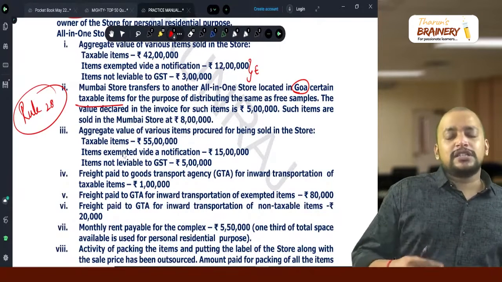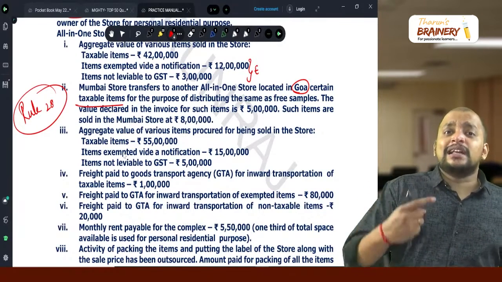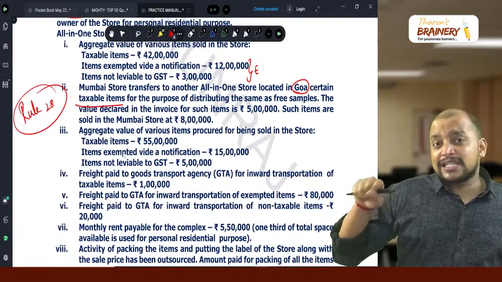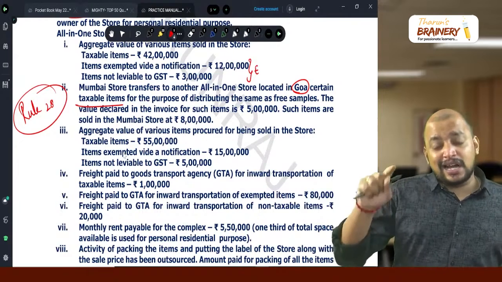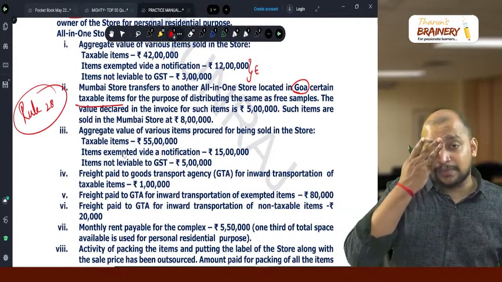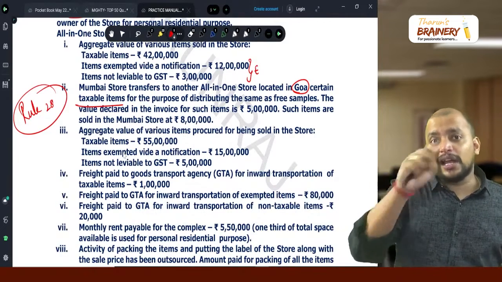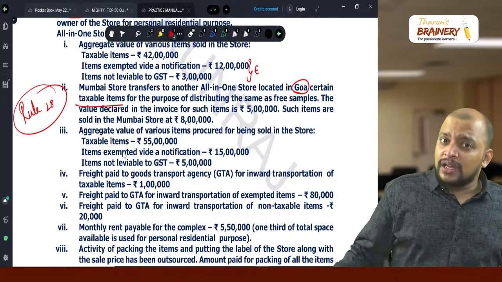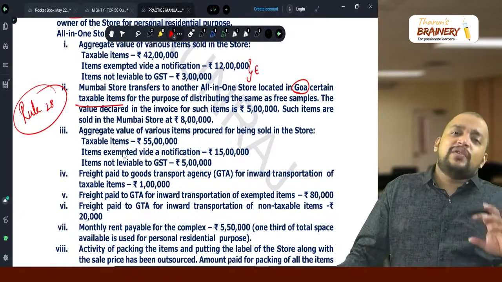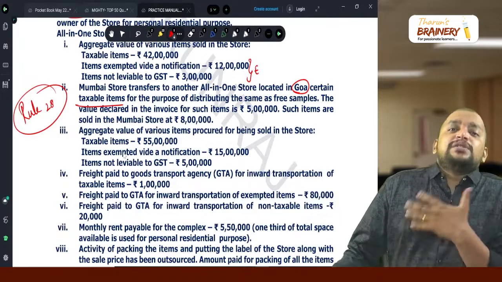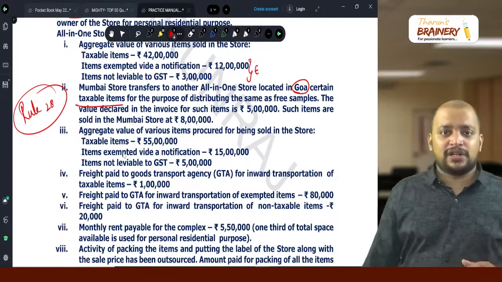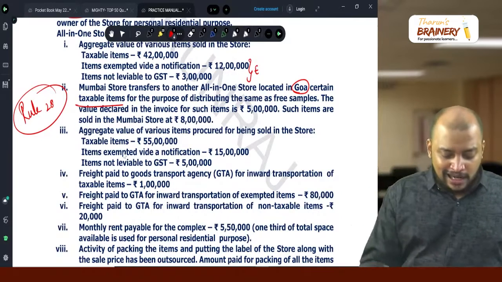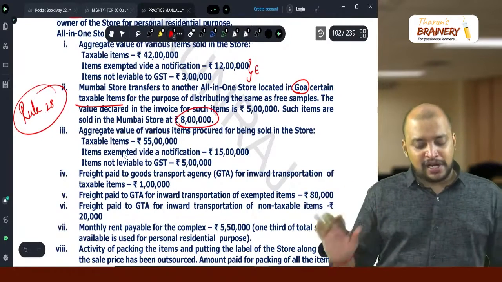No. Because the Goa unit is getting that from the Mumbai unit not for sale, but for distributing as free samples. Distribution of free samples is not a supply, which means they cannot take ITC on inward supply. As they cannot take ITC on inward supply, they are not eligible for full ITC. So open market value is not deemed to be the transaction value. So then what should be taken? We need to take open market value, 8 lakhs.